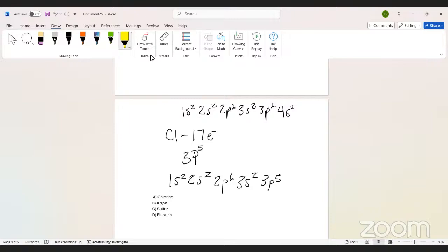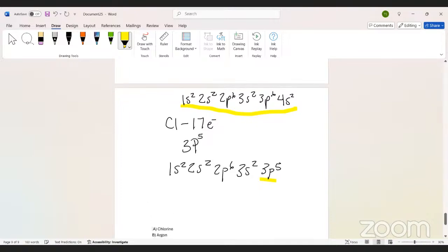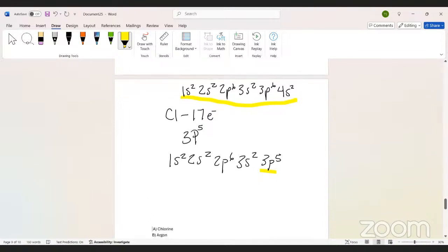Okay, my question is, how do you know the number before the P? Oh, honey, good question. You're talking about how did I know to write 3p5? Is that what you're asking, Alyssa? Okay, good question.